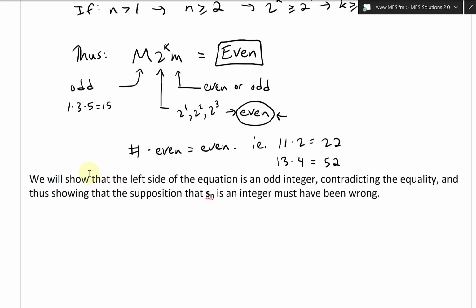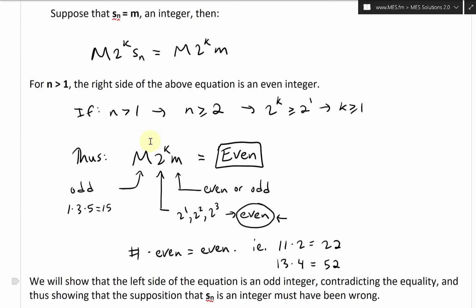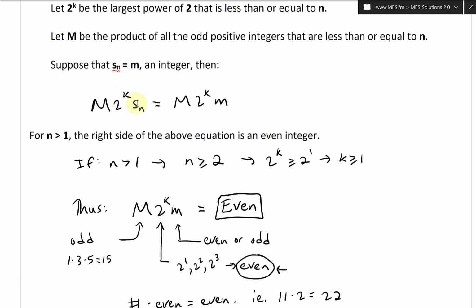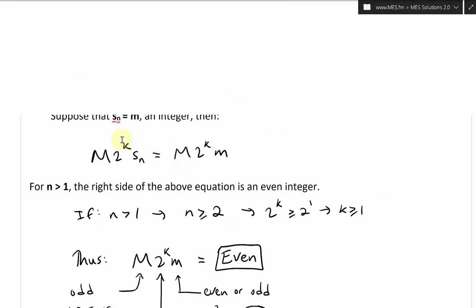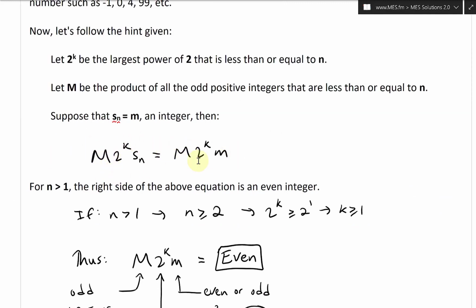So it's an even integer. Now we will show that the left side of the equation, with the partial sum instead of just writing m, is an odd integer. We will show that the left side of the equation is an odd integer, contradicting the equality, and thus showing that the supposition that Sn is an integer must have been wrong. If this is not even, then these aren't equal. In other words, it's not an integer.